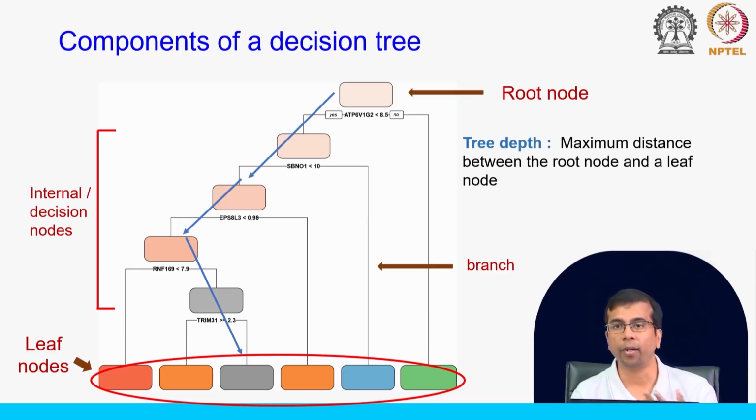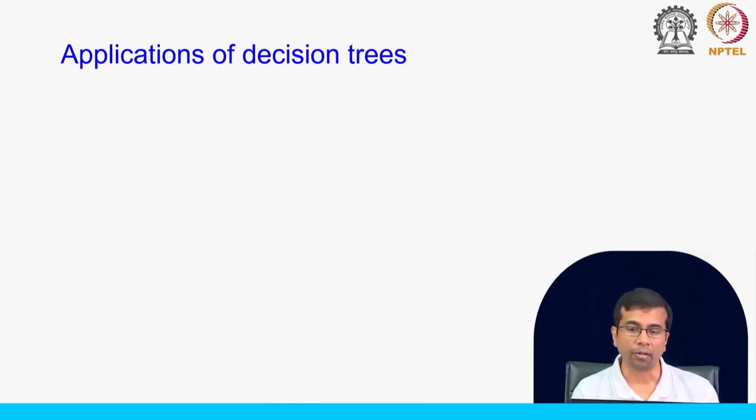Because this is something that will come up, and it will be important when we talk about overfitting again. Now, what are the applications of decision trees?